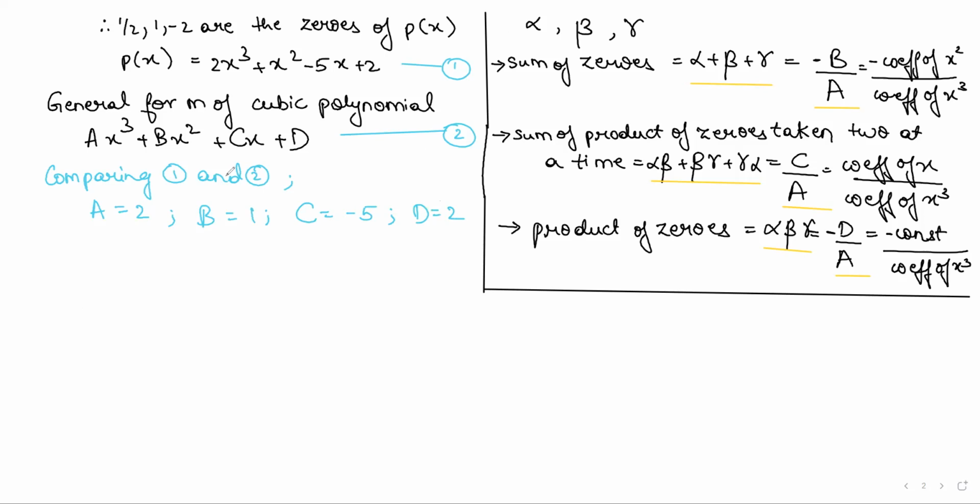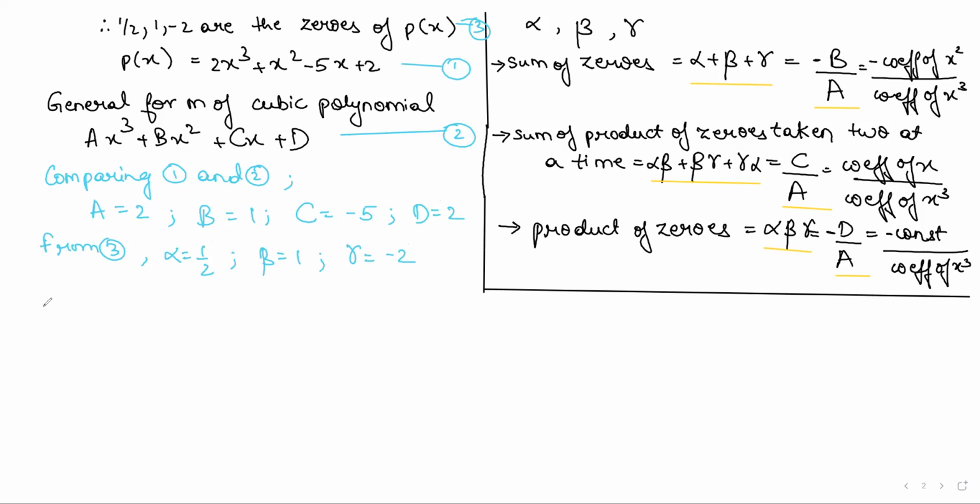Now alpha, beta, gamma are zeros. It's already proven from here that they are zeros. From 3, we have alpha is equal to 1 by 2, beta is equal to 1, and gamma is equal to minus 2. So you've got these values.